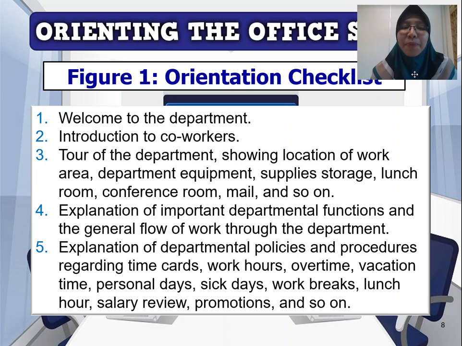Okay, number 4, explanation of important departmental functions and the general flow of work through the department. Number 5, you need to have the explanation of departmental policies and procedures. Okay, we have discussed this one. So one example of the policies and procedures of any organization is the time cards, which is the punch card, the work hours, how long you are going to work with that company, mostly 8 hours. Overtime, so what happens when you have overtime, you will be paid for overtime.